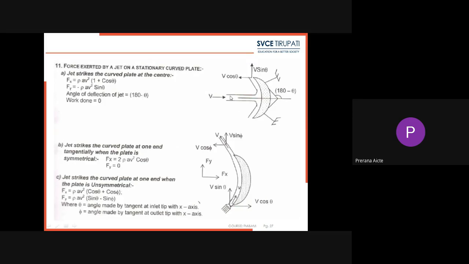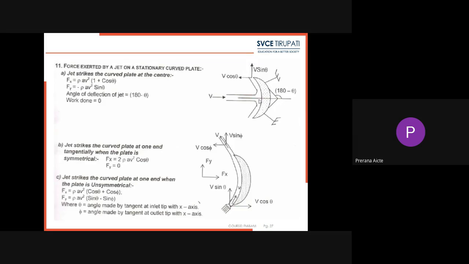Then if the jet strikes the plate at the center, if it is in fixed condition, then Fx will be rho A V square into (1 plus cos theta) and Fy will be minus rho A V square into sin theta. Why? Because here the water will go up and again come in another direction, so that we get the negative direction. The angle of deflection of the jet is 180 minus theta, and in this case the work done is 0. Why? Because the plate is fixed.